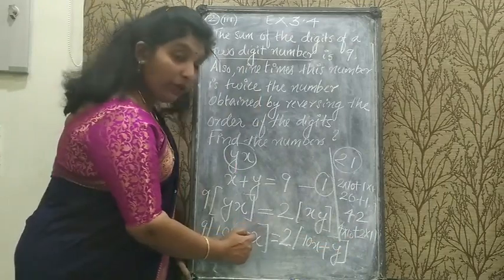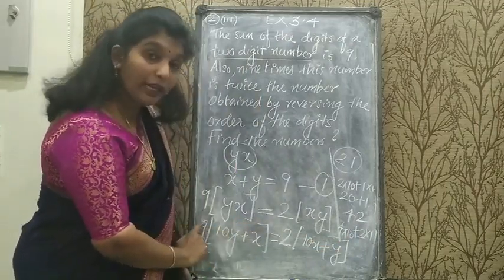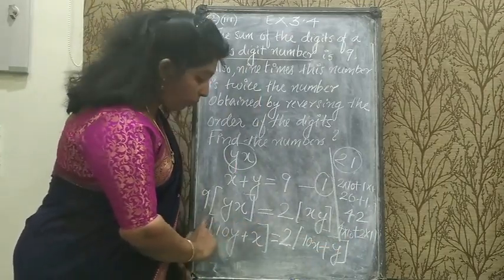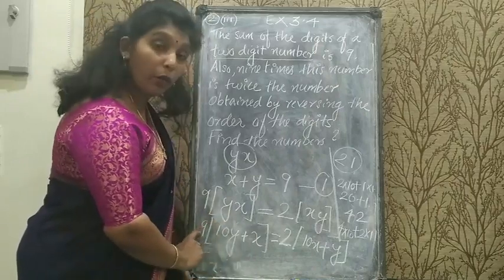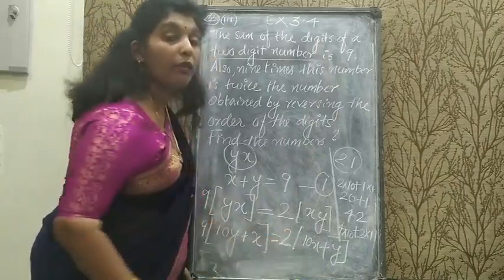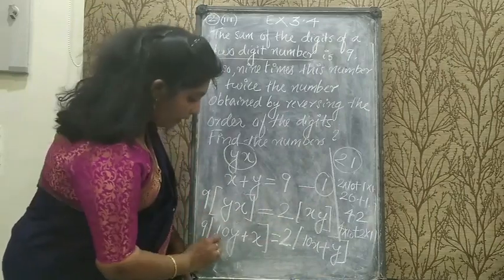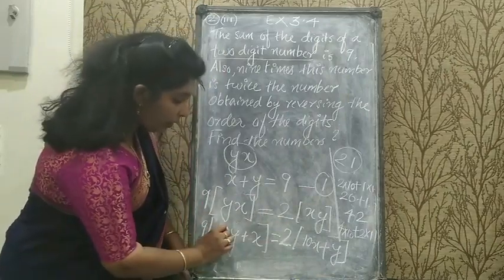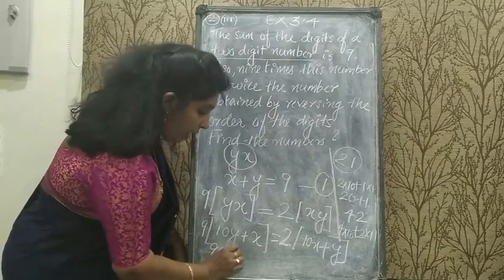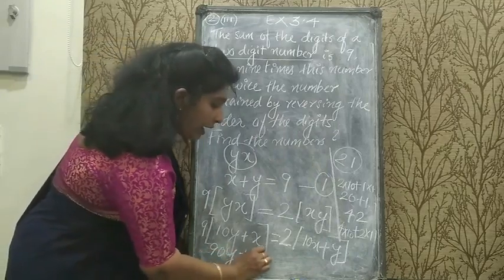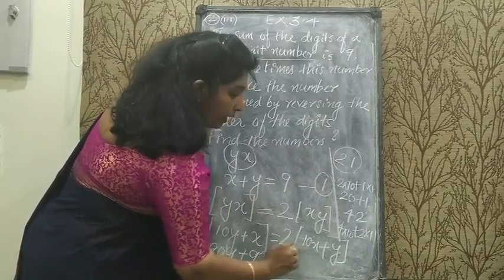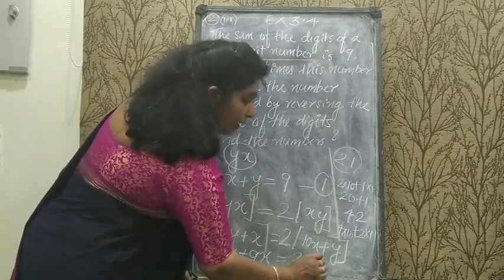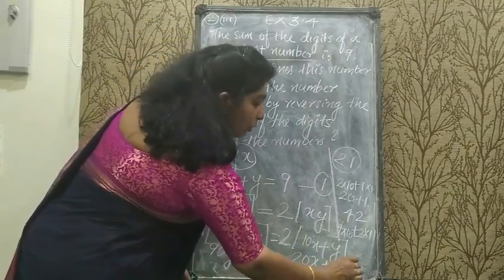Okay, now what can we do? We have to expand this. We have to open this bracket with 9 and this bracket I will be opening with 2. Then here I will get 9 into 10, 90y plus 9x, which is equal to 2 into 10x, 20x plus 2y.